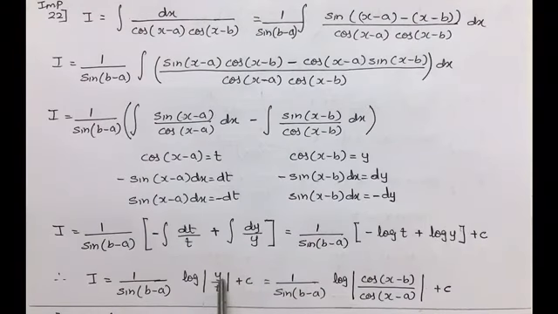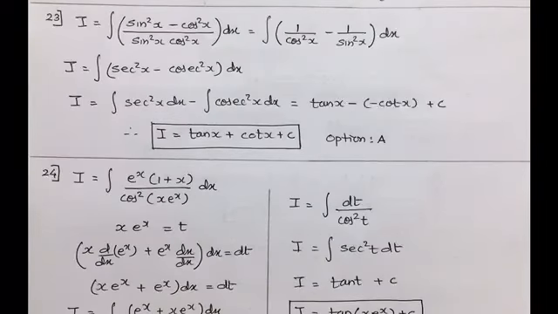Now putting the value of y as cos x minus b, we get the final answer as log of cos x minus b upon t, whose value is cos x minus a. So keeping that value, this is going to be the final answer or the final integration.